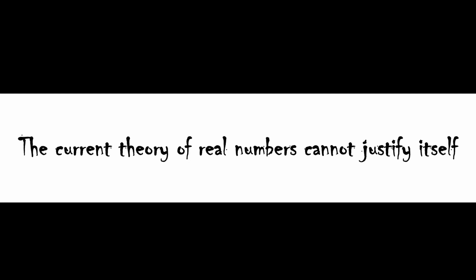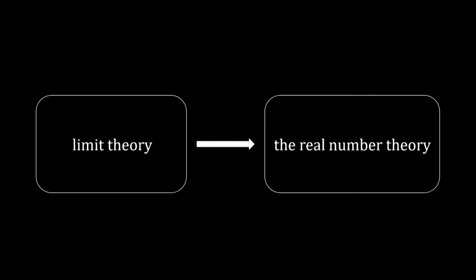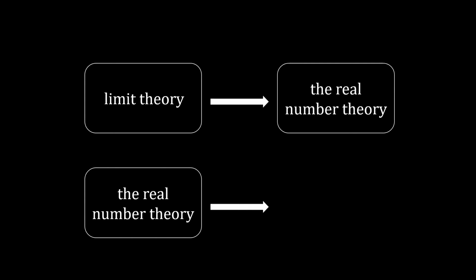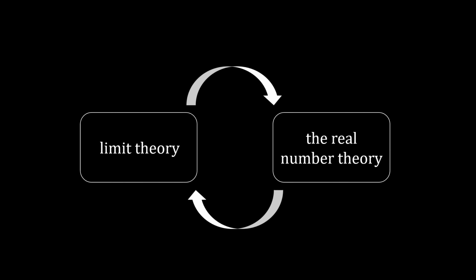The current theory of real numbers cannot justify itself. Now, let's talk about the first question. The modern mainstream mathematicians claim that the real number theory is rigorous and complete because it's based on scientific limit theory. The scientificity of the limit theory is indubitable because it's based on the rigorous and complete real number theory. Taken alone, these two sentences are unassailable, but put together they contradict each other.